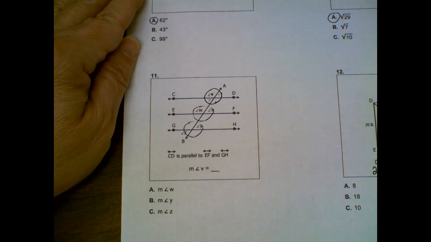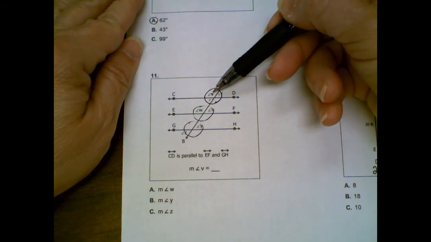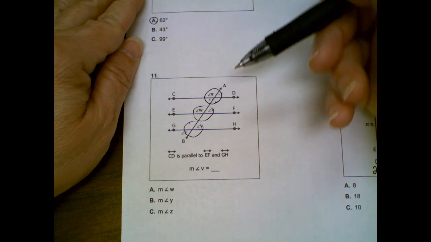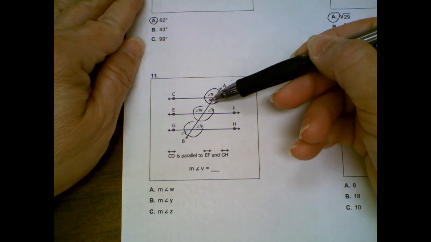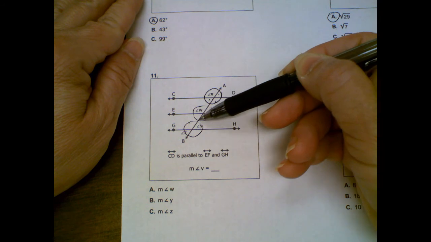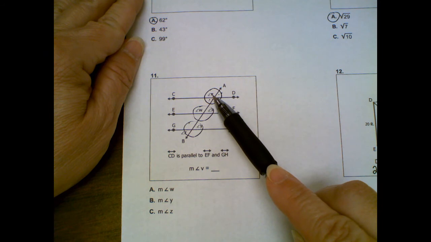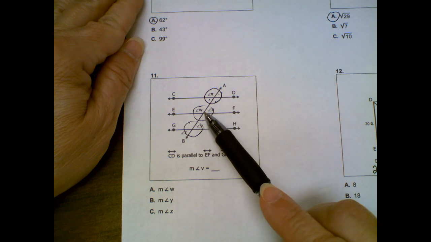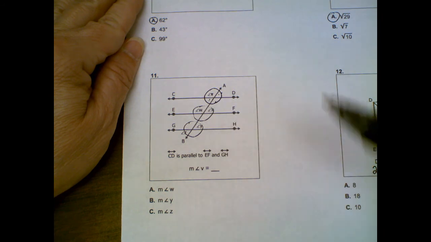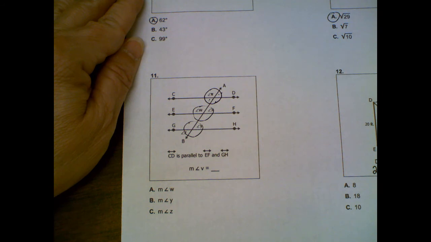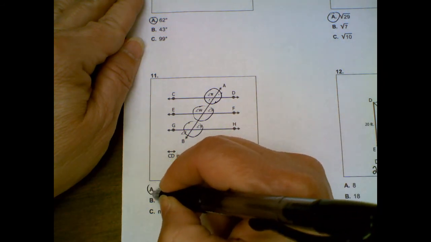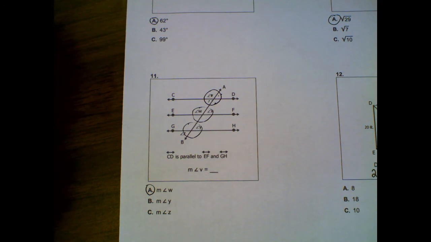For number 11, it tells us that each of these lines are parallel to one another, and it's asking us for the measure of angle V. This is angle V. And I drew my circle because I'm reminded that those four angles, we can just move them down and they equal the same as those four and those four. I'm looking for the one that would be in the same position or would be a corresponding angle to V. If I move that circle down here, V and W are in the same place. Those are corresponding angles and they are equal. So my answer is A.